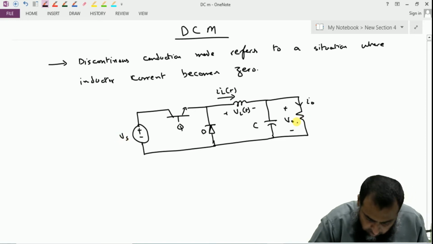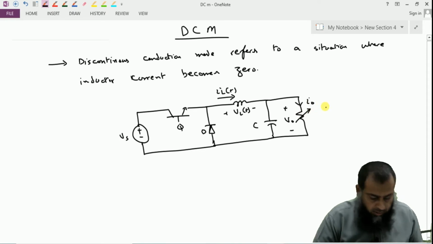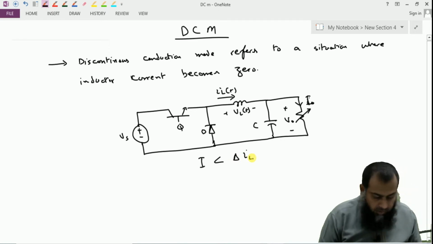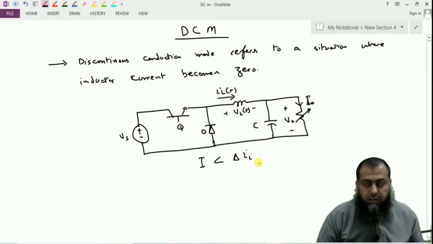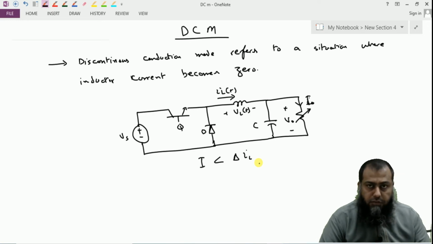Now if we have a variable load such that we increase this resistance so that the current requirement of this load decreases, then there comes a point when the current I flowing here becomes less than the delta IL, right? Under these circumstances, the inductor current becomes discontinuous and hence the system is said to be operating in a discontinuous conduction mode. So we will first draw the key waveforms here and then we will analyze the transfer function based on the discontinuous operation of this buck converter.